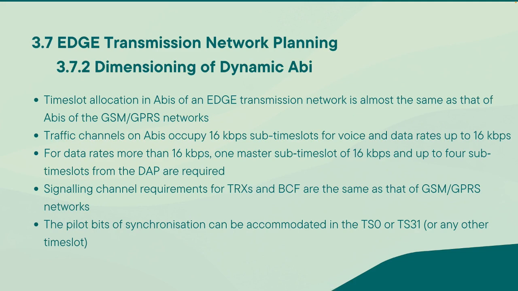And the time slot in the Abis of the H network transmission is mostly the same as that of bits in the GSM or GPRS network. 2G or 2.5G network is similar to H also. So the traffic on the traffic channel of the Abis occupies a 16 kilobit sub time slot for the voice, and the data rate is up to 16 kilobit or more than that.